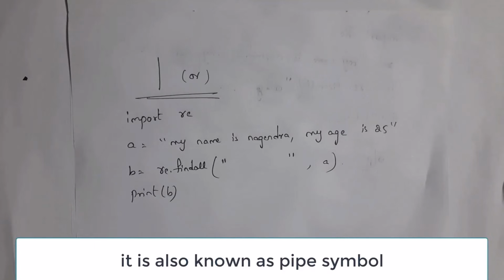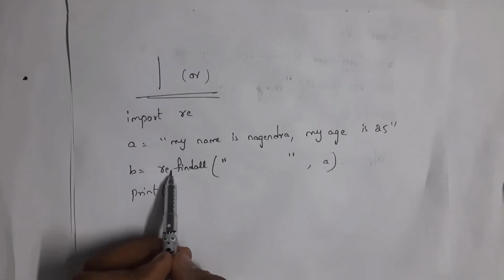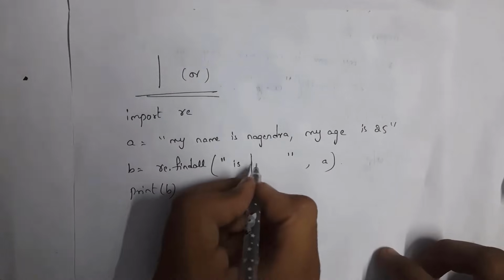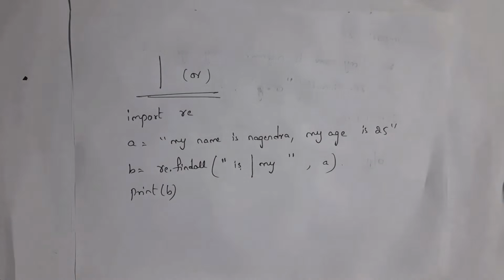Next I will explain what is the use of or. At first I written import re, same example which I took before. Here I written b equal to re dot findall function. Inside the findall function I am writing is or my. That means if is is present in this sentence, then I should get output is, and if my is present in this sentence, I should get output my.